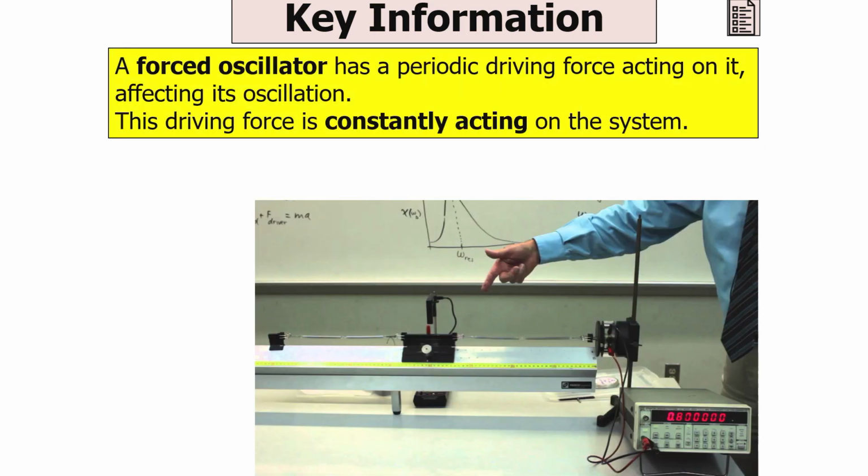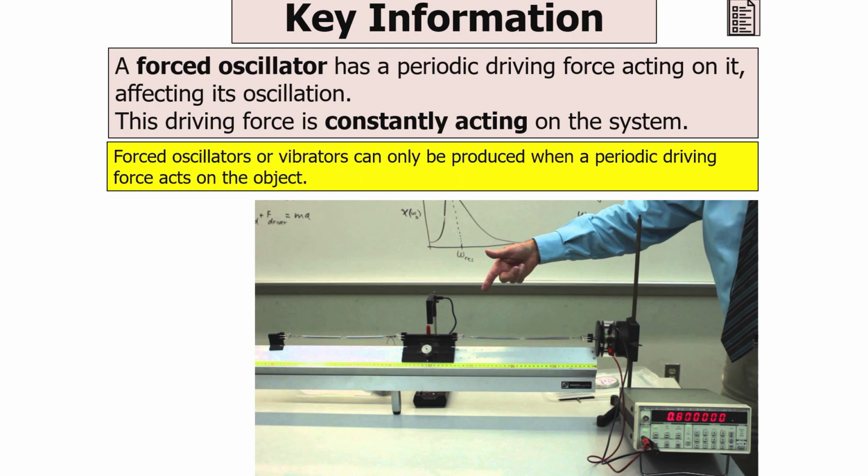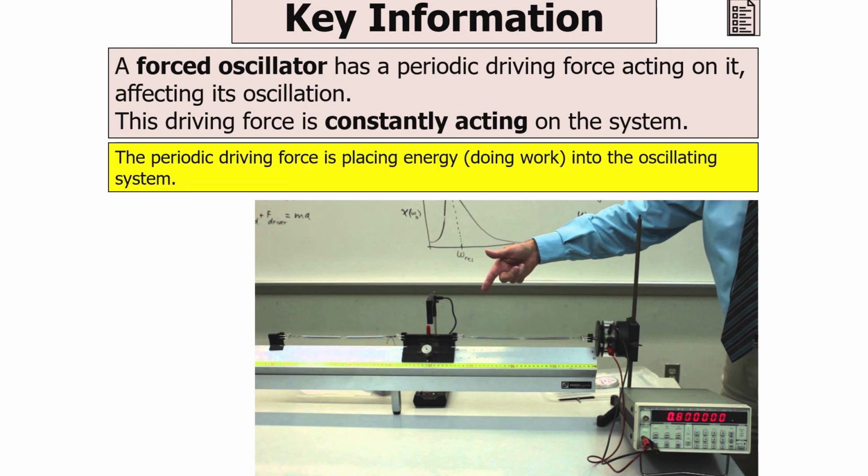Whilst the forced oscillator has a periodic driving force acting on it, affecting its oscillation. This driving force is constantly acting on the system. So an example of a forced oscillator is a harmonic oscillator. They tend to have a motor driving the oscillation. So forced oscillators or vibrators can only be produced when a periodic driving force acts on the object. So the periodic driving force is placing energy or doing work into the oscillating system.